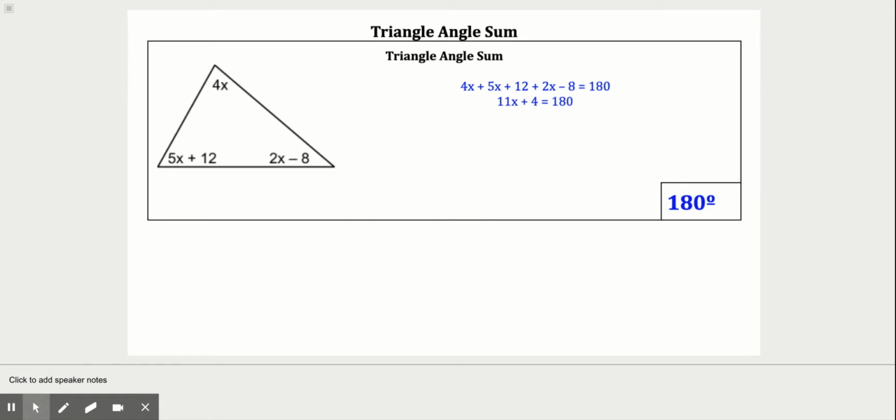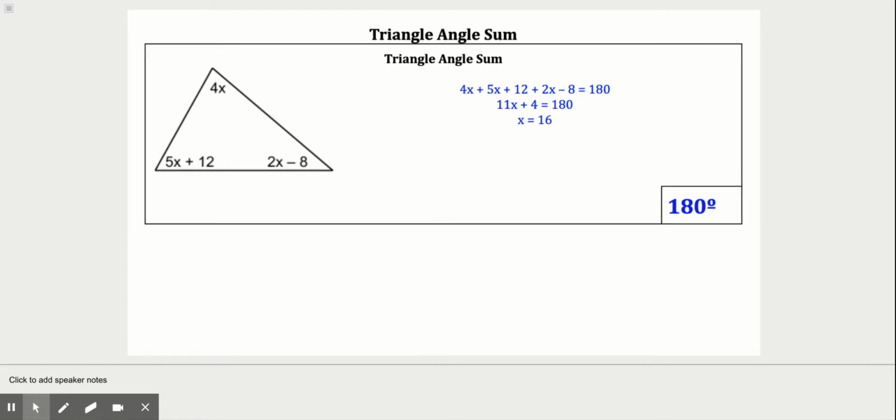Next, I would combine like terms. So I would get 11x plus 4 equals 180. And then if I solve for x, I'd get 16.